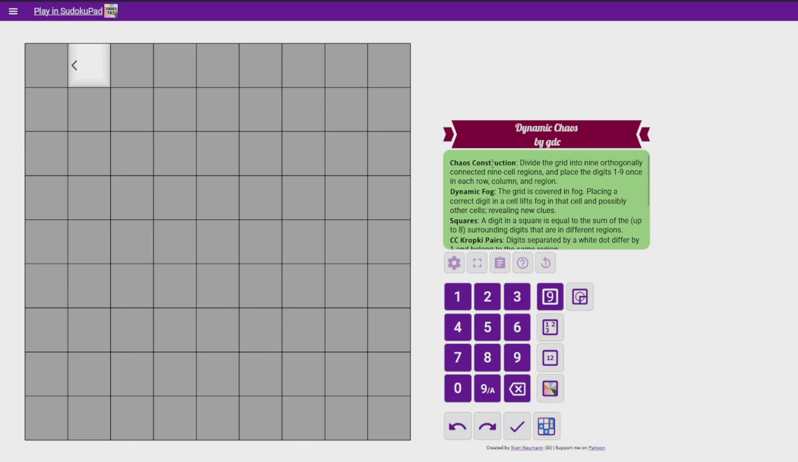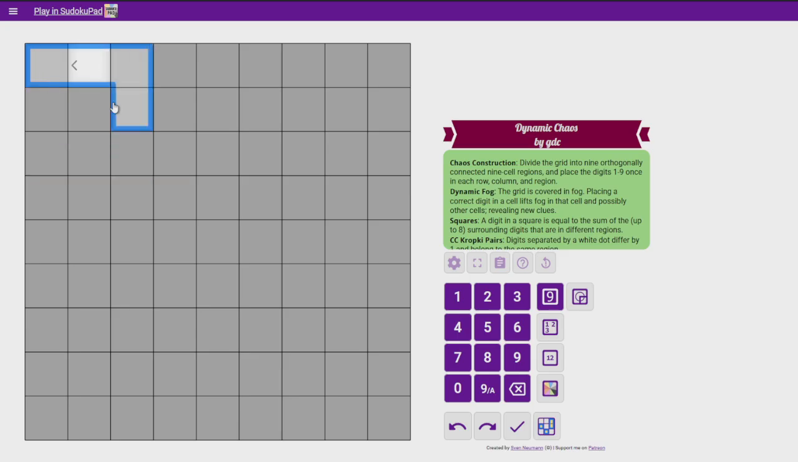We got chaos construction. Divide the grid into 9 orthogonally connected 9-cell regions and place the digits 1 to 9 once each in each row, column, and region. So in this one, we don't have our neat little 3x3 squares. In fact, this grid is 1, 2, 3, 4, 5, 6, 7, 8, 9. Okay, it is 9 cells large. So there are going to be 9 regions in here, but they're not going to be neat little squares.